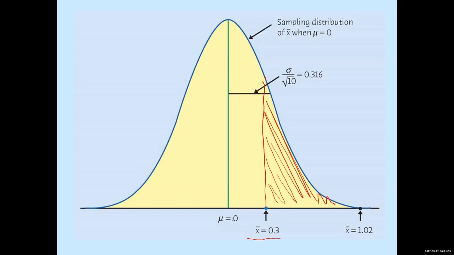Now contrast that to the scenario where my X value comes out to be 1.02, right, way over here. If my mu 0 really is 0 over here, the probability that I get a value this far away from it or farther is going to be this little tiny area over here. All right, so a very small probability.